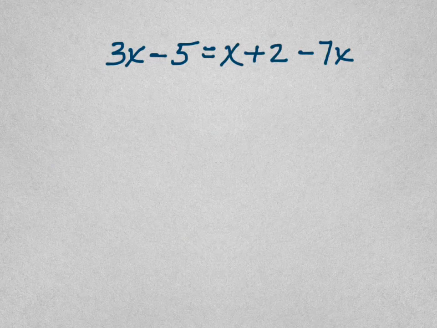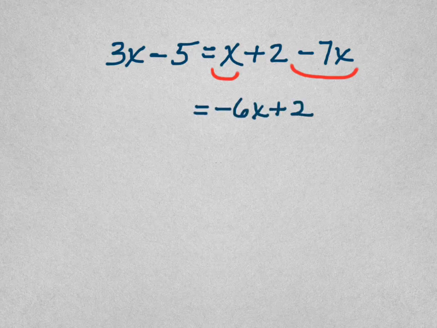All right, let's try a longer one. Let's try one where we have to do something to at least one side before we can start moving things from one side of the equation to the other. We have 3x minus 5 equals x plus 2 minus 7x. So the first thing I notice is on the right-hand side, I can gather some like terms and simplify first. So I'm going to put my x and my negative 7x together, and I'll have negative 6x plus 2.